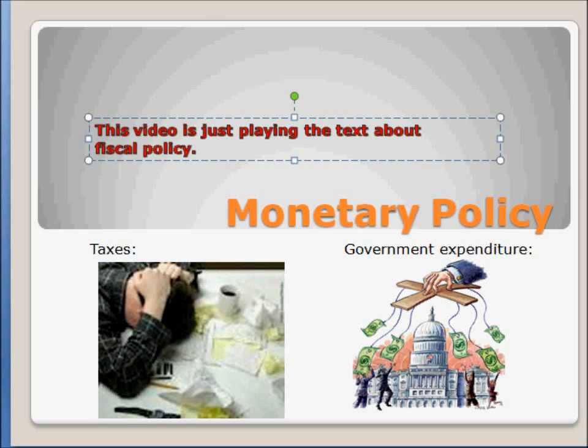stability, which includes low inflation and low unemployment. It can be used also for encouraging consumption of merit goods and decreasing consumption of goods with bad externalities. There are two types of policies.